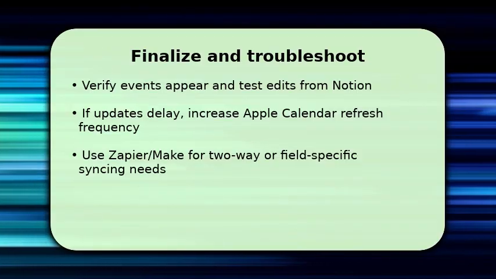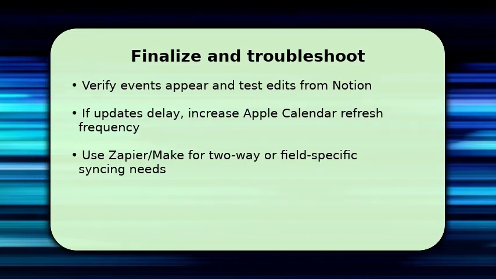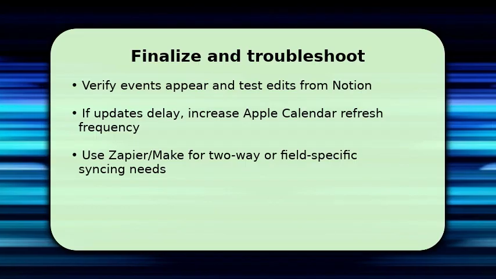If you need two-way sync or custom field mappings, consider automations like Zapier or Make to push changes both ways. When things go wrong, recopy the iCal link and resubscribe. Broken or private links are the most common cause of failure.